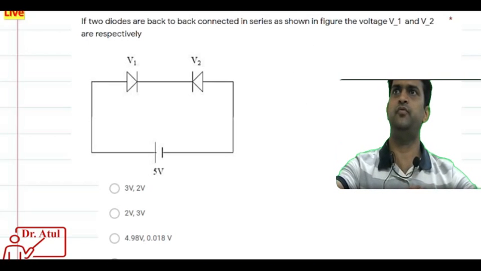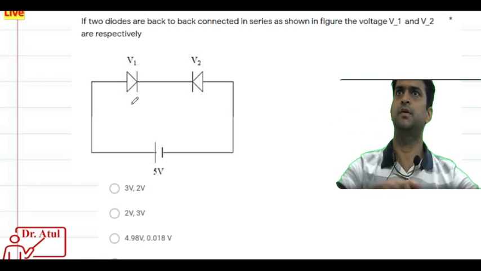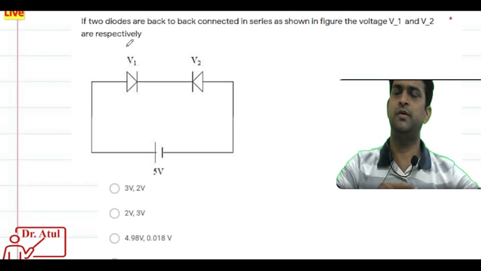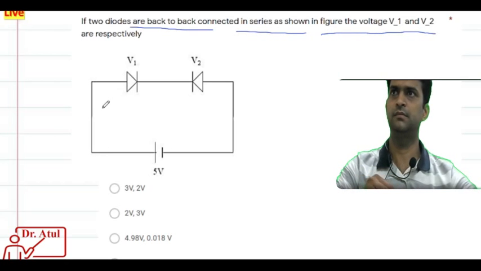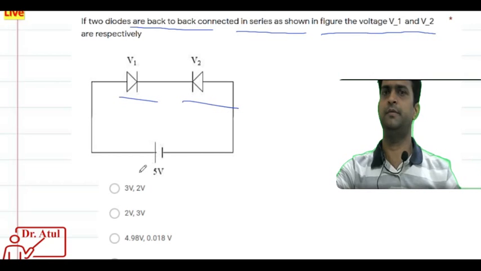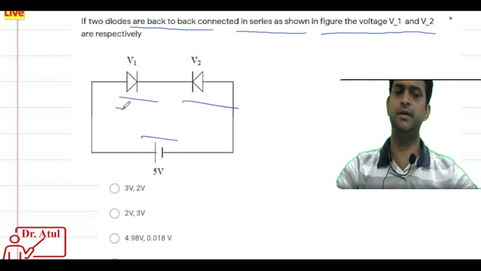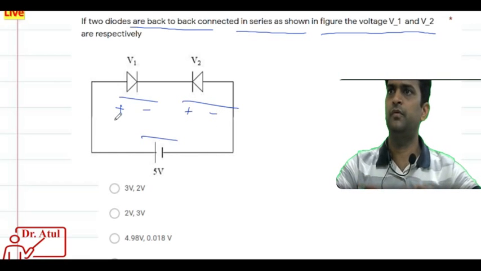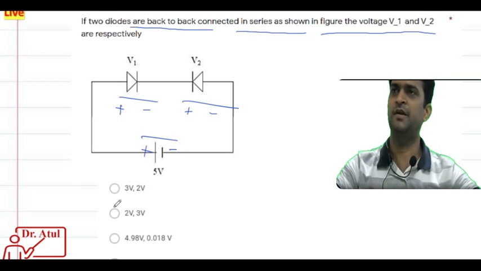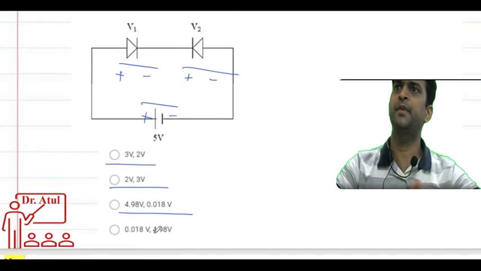That is, if two diodes are connected back to back, then what will be the voltage across V1 and V2? Let me say this: if this voltage V at the diode V1, let us first write the plus and minus for V1, V2 and for the battery.